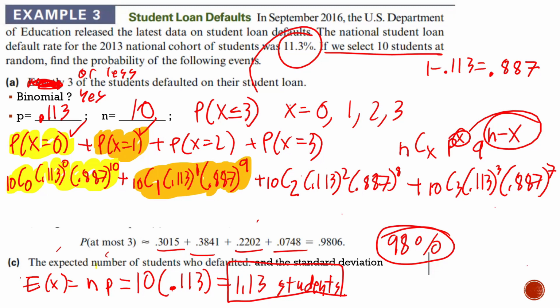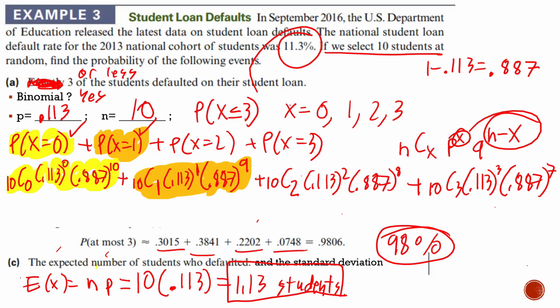Right, and we don't actually expect that out of 10 students, but we expect that if we repeatedly chose those 10 students and counted how many defaulted, on average, doing this experiment many times, you would average out to 1.13 students. Yes, that formula you can only use for binomial. Luckily, a lot of stuff is binomial, right?